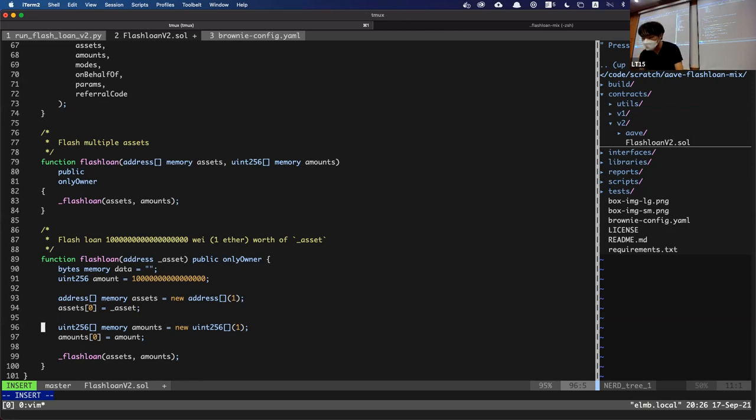So where do I actually derive all these things? We are using Brownie, which is a development framework that will allow us to actually do this.